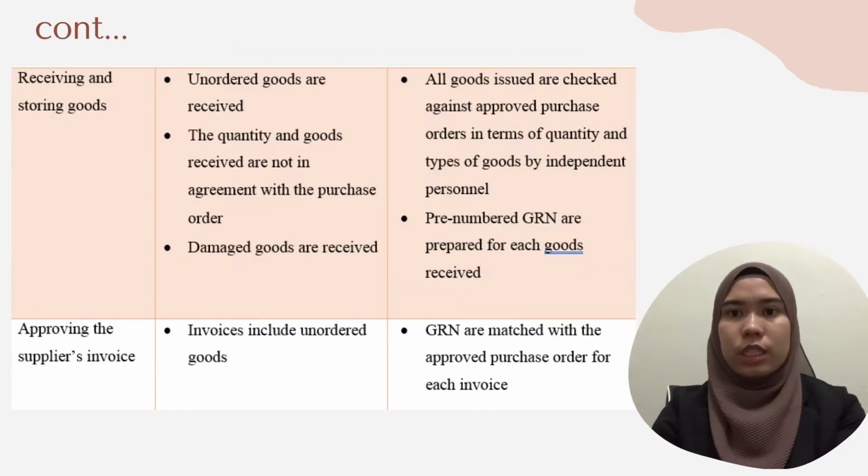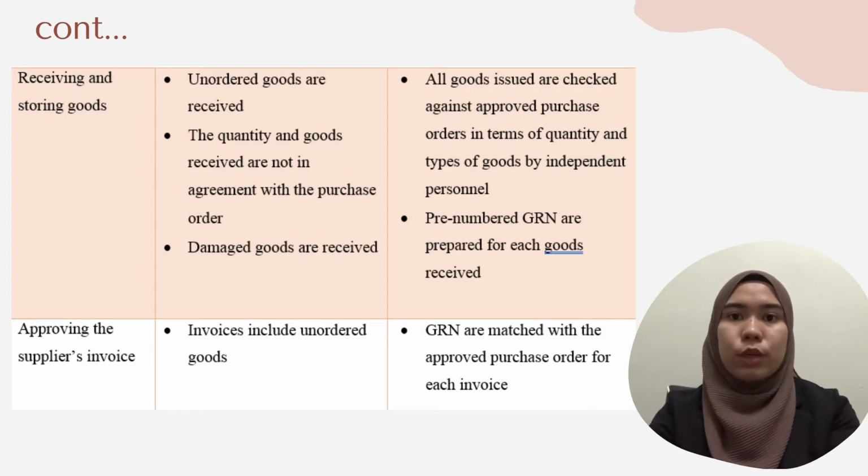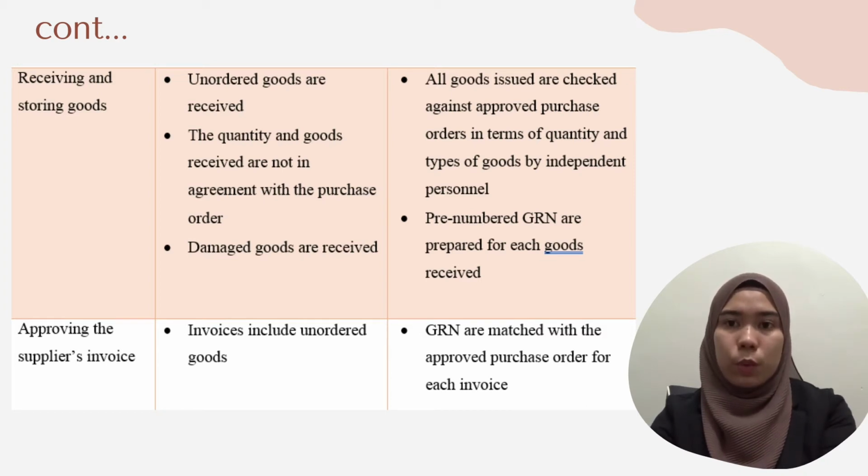The next function is receiving and storing goods. The potential misstatements are that unordered goods are received, the quantity and goods received are not in agreement with the purchase order, and damaged goods are received. The control procedure is that all goods received are checked against the approved purchase order in terms of quantity and types of goods by independent personnel, and pre-numbered GRNs are prepared for each good received. Okay, what is GRN? GRN is a goods receipt note. It was created to record the delivery of items from the supplier.